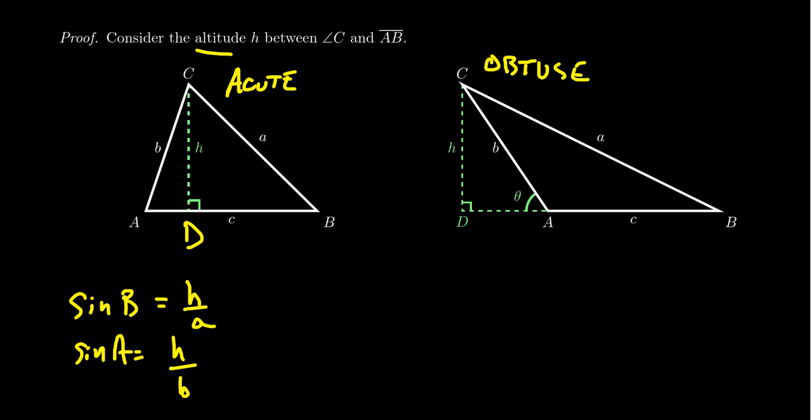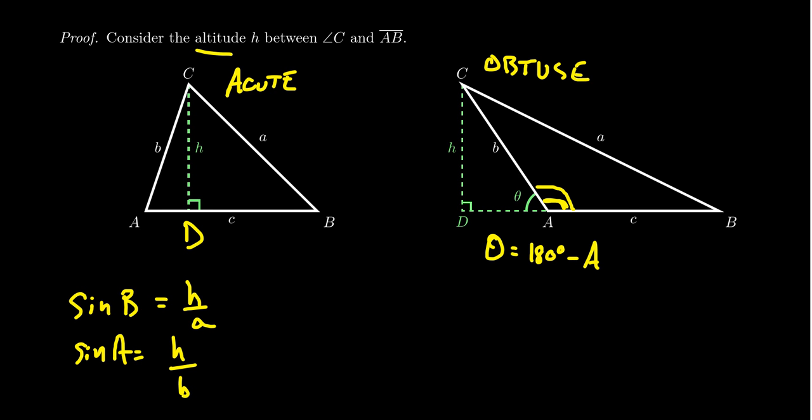Let's play this same game for the obtuse case over here. So if we think of angle A as referring to this angle right here, let theta be its supplement. In particular, theta would equal 180 degrees, or pi radians if you prefer, minus A. So these are supplementary angles. But that doesn't make much of a difference.